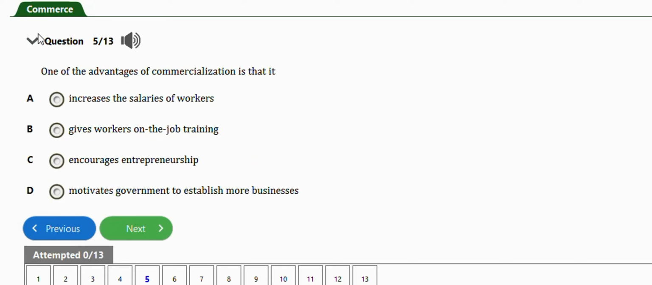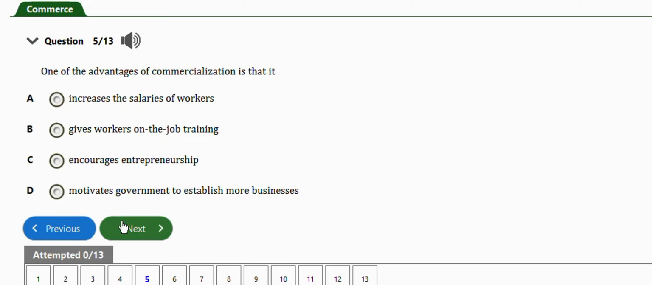This question says one of the advantages of commercialization is that: it increases the salaries of workers, it gives workers on-the-job training, it encourages entrepreneurship, it motivates government to sustain more businesses. The right answer is option C, it encourages entrepreneurship.